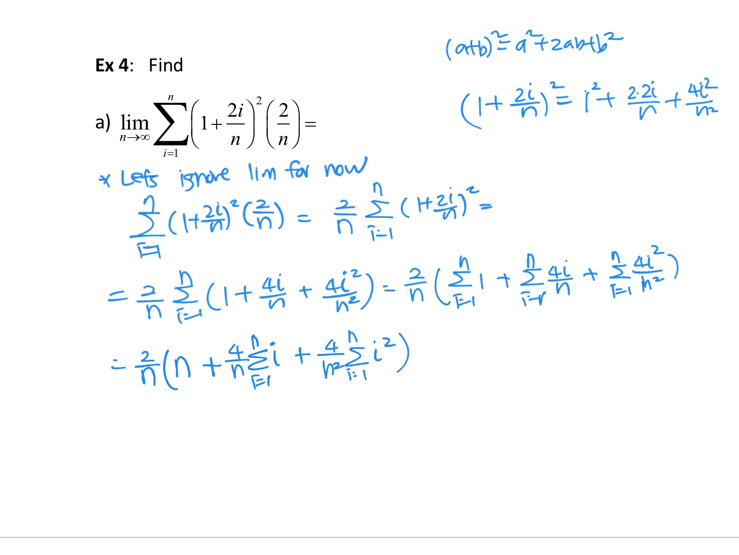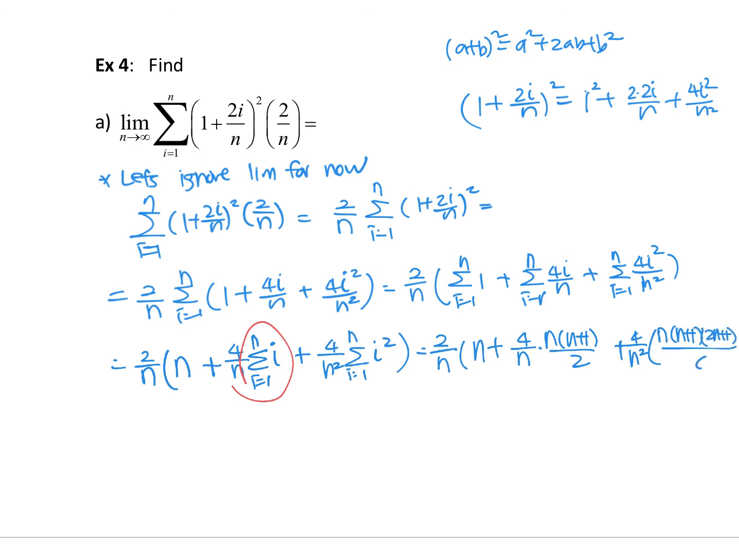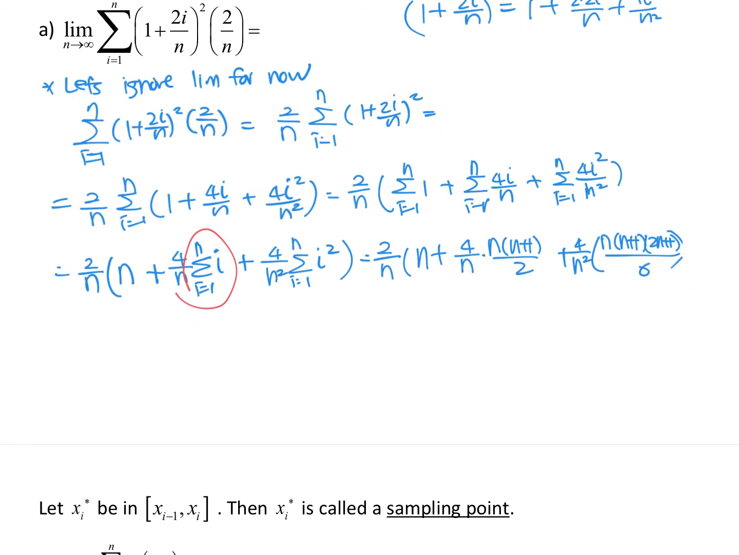And then I can use the formulas. n plus 4 over n, and this thing becomes n plus 1 over 2, plus 4 over n squared. The next one becomes n plus 1, 2n plus 1 over 6. Yikes, that's a lot. Okay, we still have some more to go.